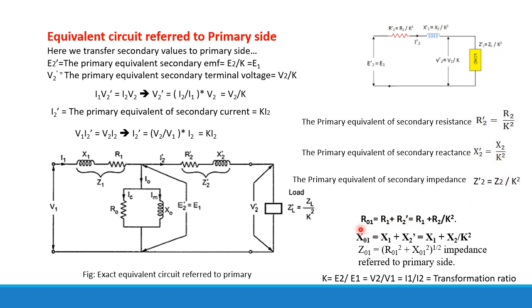The equivalent resistance referred to primary side is R01 equal to R1 plus R2 dash, which is equal to R1 plus R2 by K square. Similarly, X01 is equal to X1 plus X2 dash, which is equal to X1 plus X2 by K square. Z01 is equal to square root of R01 square plus X01 square. This is the impedance referred to primary side.